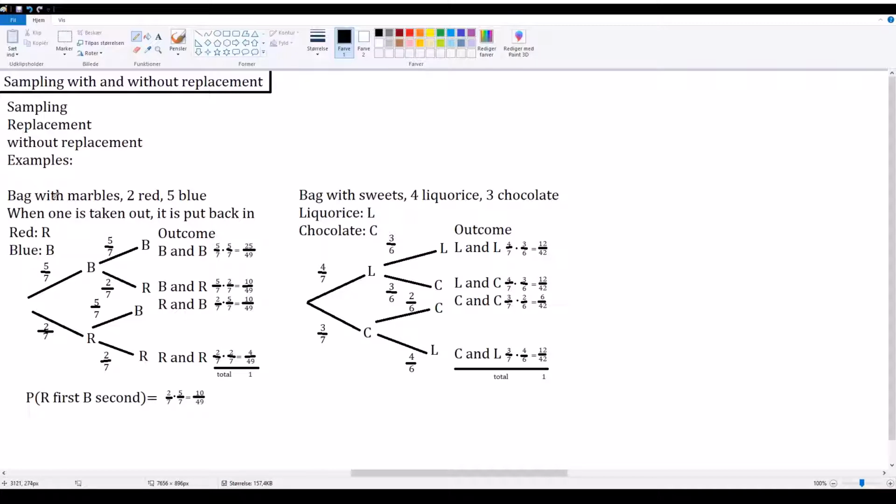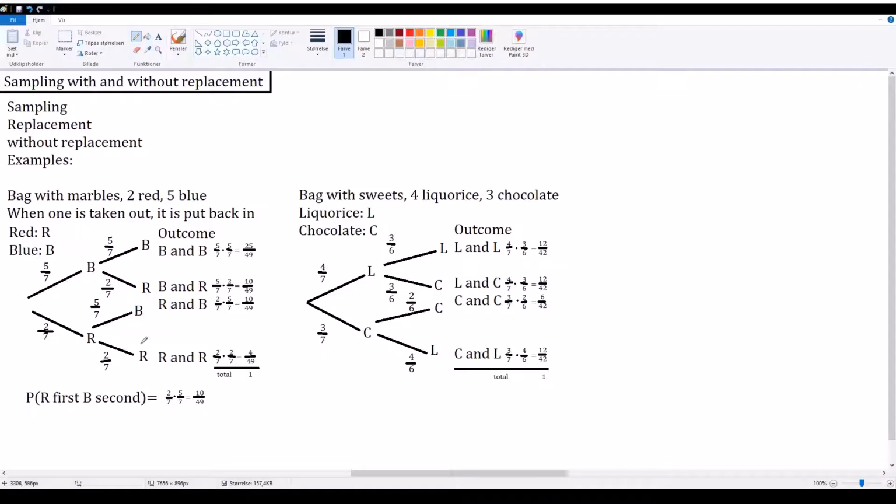So for example here we have a bag with marbles. There are 2 red marbles and 5 blue, so when one is taken it is put back in. So using this tree diagram we can show the different possible outcomes. So for 2 blue marbles being picked out, the chance is 5/7 times 5/7, which equals 25 out of 49 of the times.